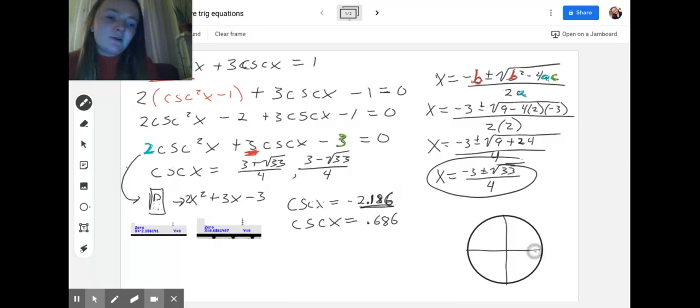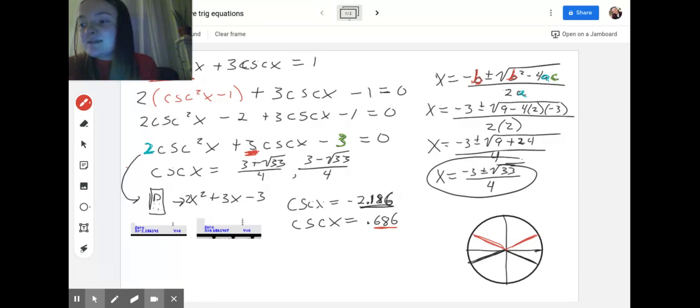So really, there are a bunch of solution options here. I could be negative in this quadrant here. I could also be negative in this quadrant here, and that could be the negative 2.186. I could also be positive, which is the 0.686, and that could happen here, and it could happen here. Note that y is going to be positive in these areas. All right, so what I want to do is go ahead and solve and see what I get. In my calculator, I'm going to evaluate cosecant of negative 2.186.